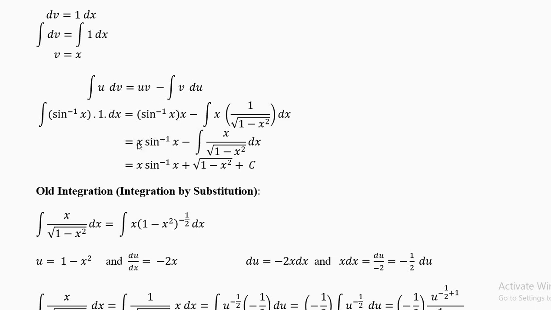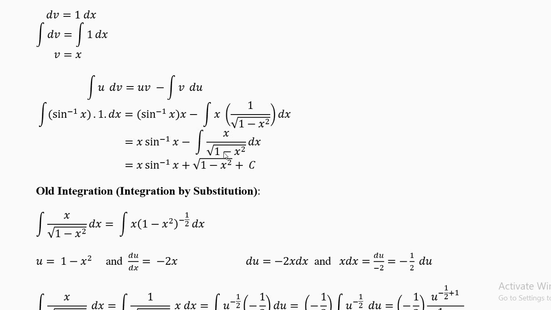Normally we write the x first and the function second. This is sine inverse, not power minus 1. Some people write arc sine, that is also fine. Minus integral v du. Now it is x into the bracket 1 over square root of 1 minus x square dx. Open the bracket, you will get x divided by square root of 1 minus x square. This is power minus half.